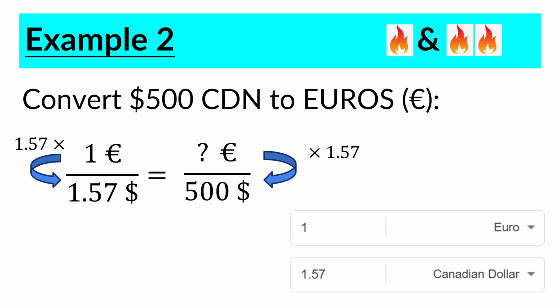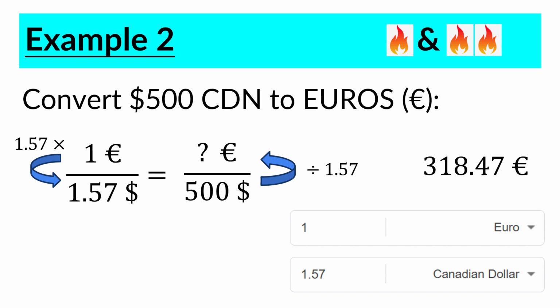In other words, 500 divided by 1.57 is what we're looking for. And we get 318.47. So go to your calculator, do 500 divided by 1.57, press pause, come on back.